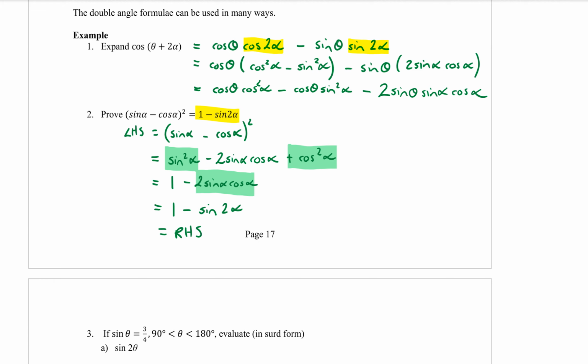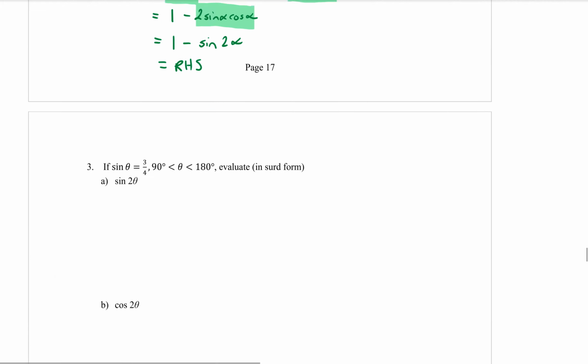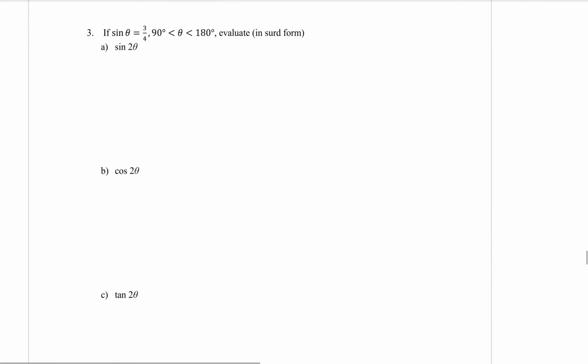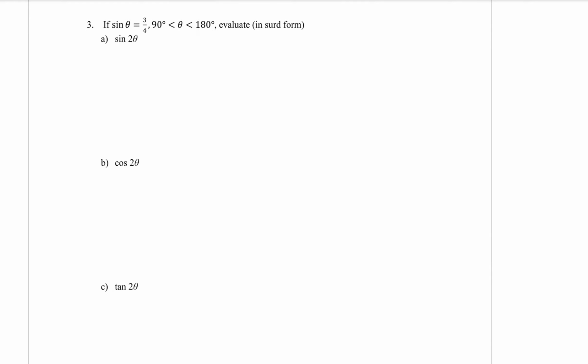Alright, so the proof is done. On to question 3. If sine theta equals 3 over 4 and theta is between 90 and 180 degrees, evaluate each of the following here in surd form, so exact form.